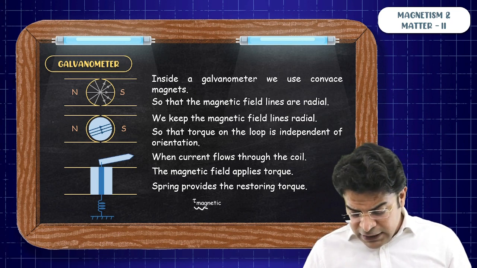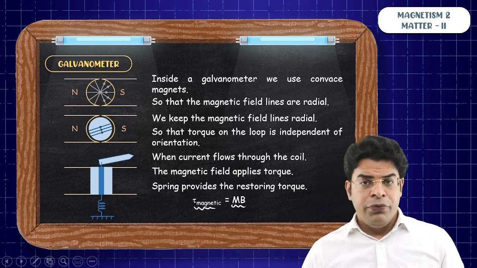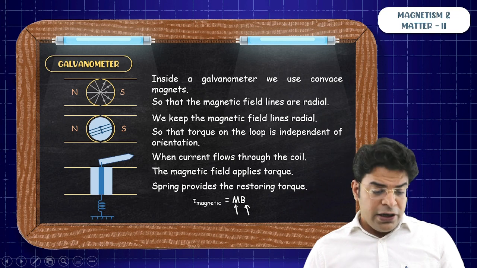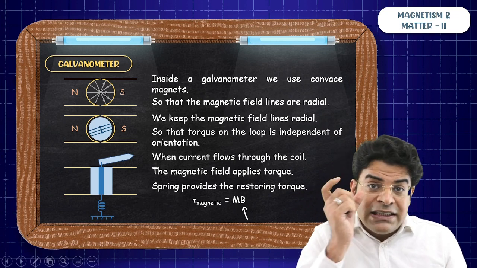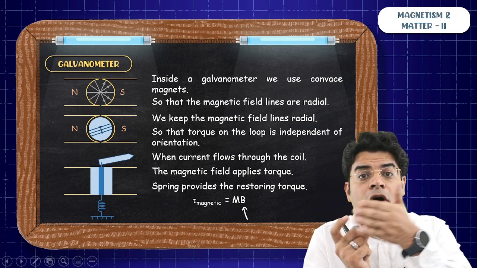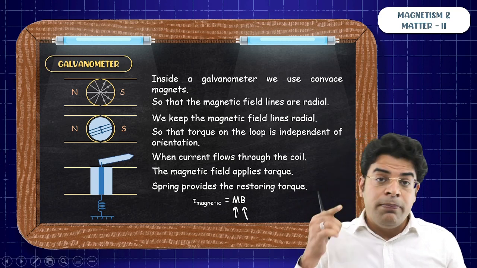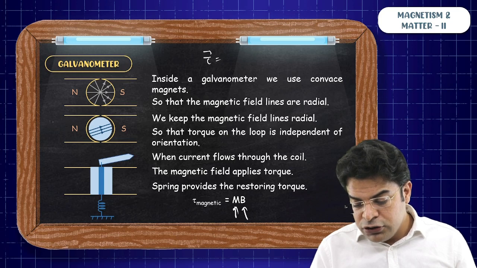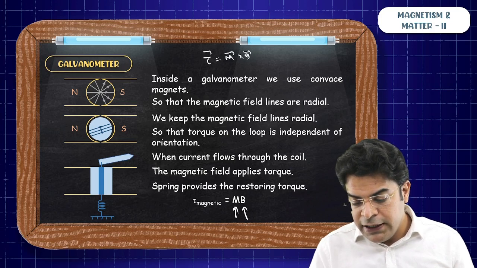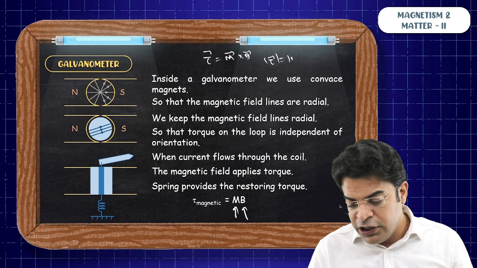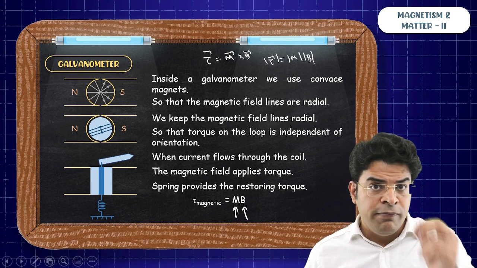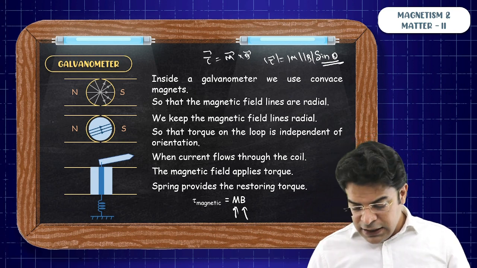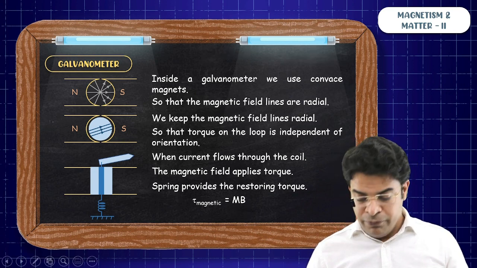Now we know that the magnetic torque will be nothing but MB, because the angle between the magnetic moment and magnetic field will be 90 degree, as the magnetic field which is applying the torque lies in the plane of the coil and the magnetic moment has to be perpendicular to the plane of the coil. So using torque equals M cross B, we can write the magnitude of torque to be equal to the magnitude of magnetic moment times the magnitude of magnetic field times the sine of the angle between them, and sine 90 becomes 1. That's why you get the magnetic torque to be MB.